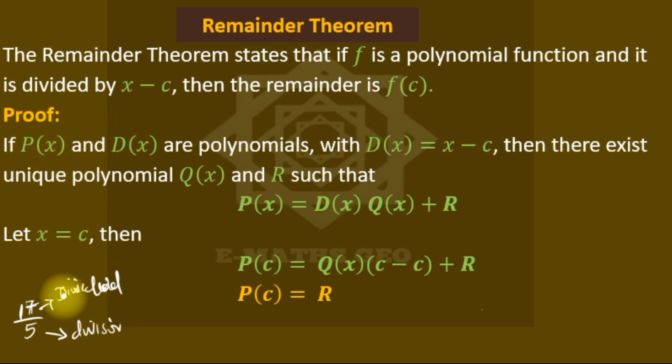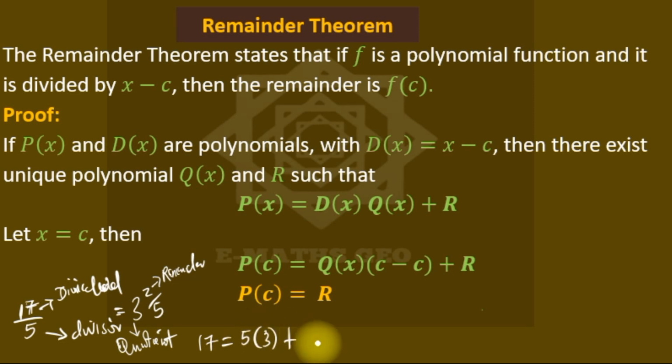If p(x) is the dividend and d(x) is the divisor, then if you divide this, we have 3 whole number 2 over 5. Yes, this 3 is now the quotient, and 2 is the remainder. So 17 is equal to 5 times 3 plus 2. So do you see it? P(x) is our dividend, 5 is the divisor, 3 is the quotient, and 2 the remainder.